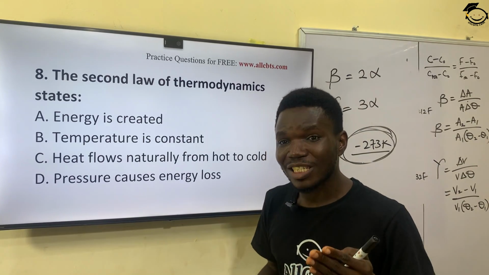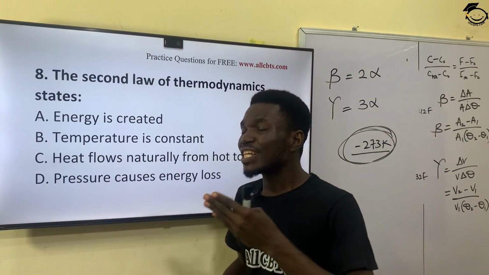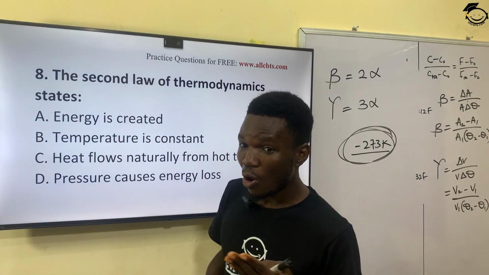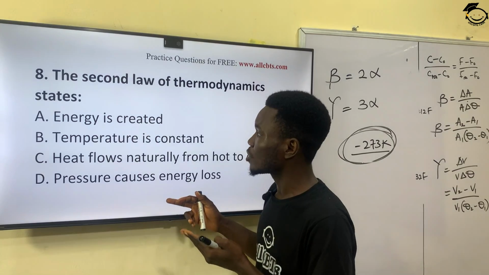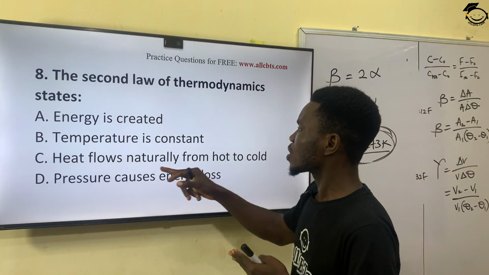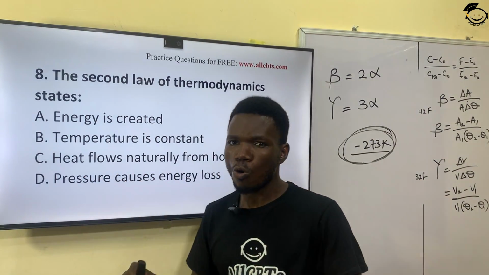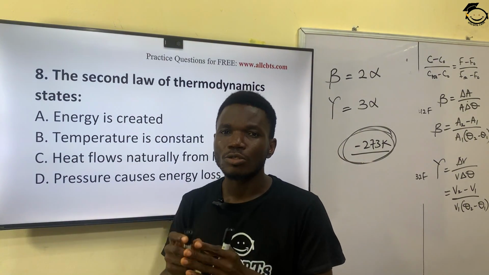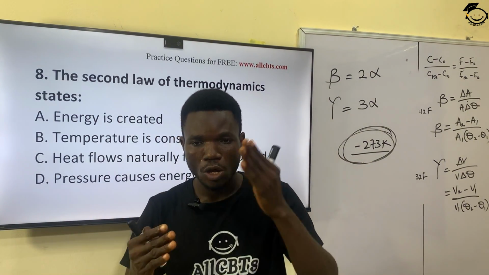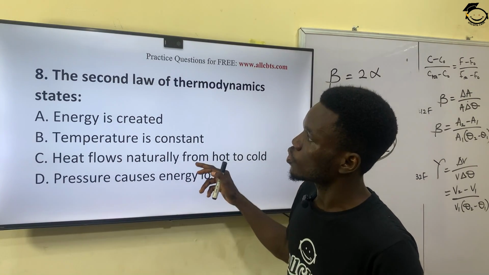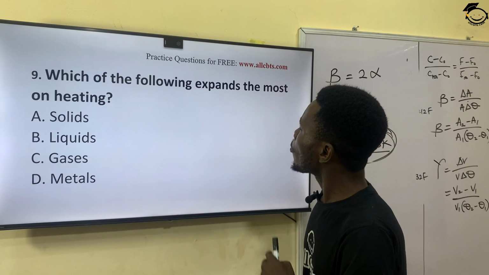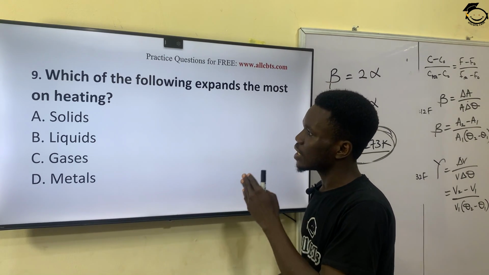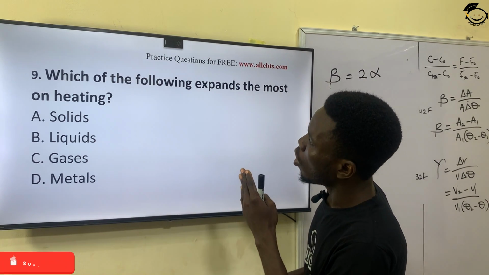We talked about the second law of thermodynamics, which talks about the flow of heat from a hot body to a cold body. Heat flows naturally from hot to cold body. Naturally, heat only moves from hot to cold body. That is option C. Question number 9 says, which of the following expands the most on heating?